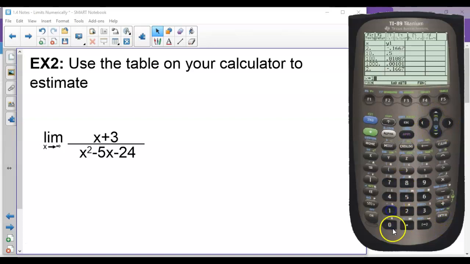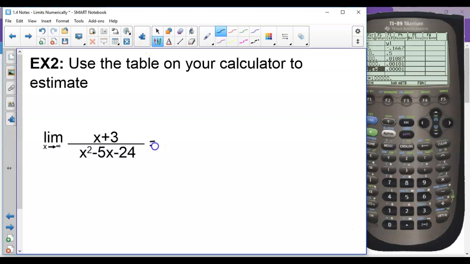And then even larger. You can see these numbers get smaller and smaller and smaller. And it appears that this function is approaching 0 as this happens. So we would make the educated guess that this limit equals 0 based on our table.